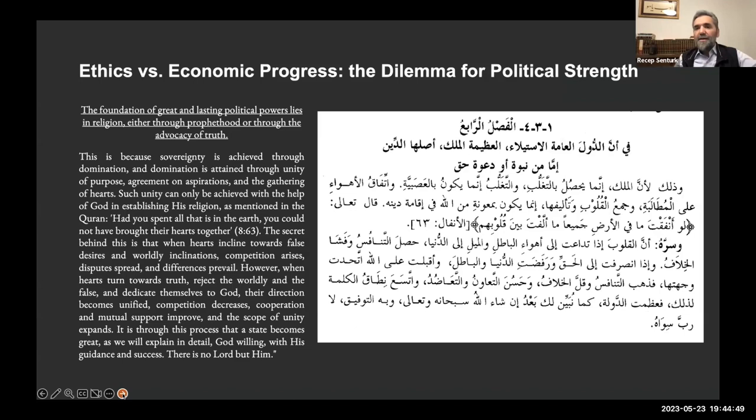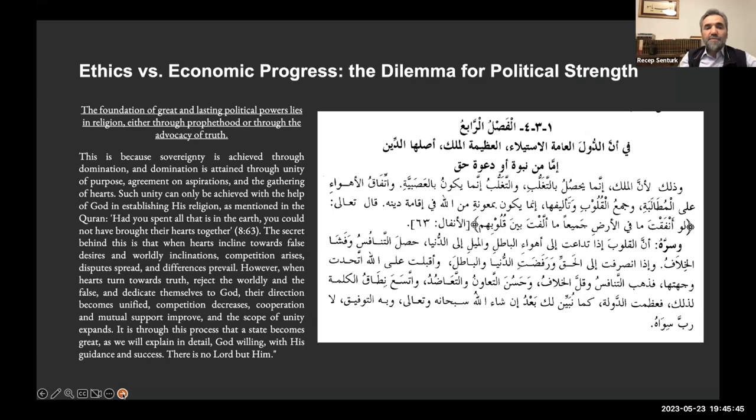So he wrote that the foundation of great and lasting political powers lies in religion, either through prophethood or through the advocacy of truth. So if the system is not rooted in the teachings of a prophet or Haq, the truth, then lasting political power is not possible. So what makes a political power endure and last is to be grounded on the teachings of prophethood and advocacy of truth, nubuwa and haq.